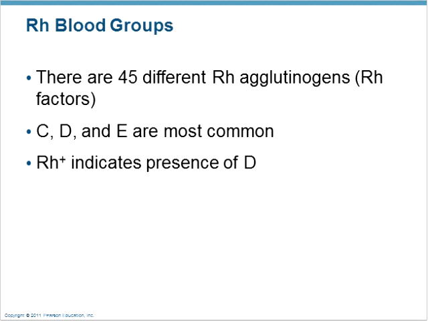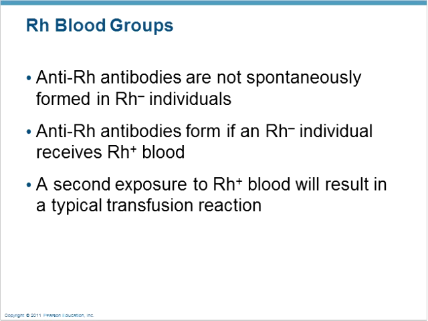So we talked about ABO blood groups. Now we talk about the Rh blood groups. So we have O positive, A positive, A negative. The negative or positive stands for Rh typing. There are 45 different Rh agglutinogens, Rh factors, that are possible. C, D, and E are the most common, and Rh positive indicates the presence of D directly.